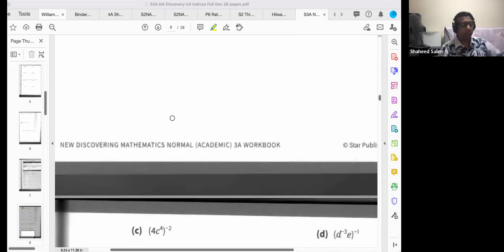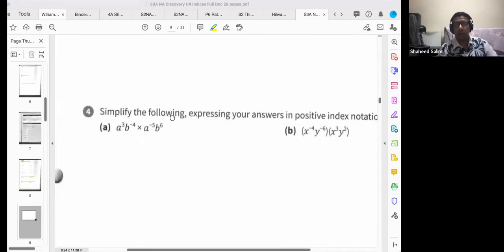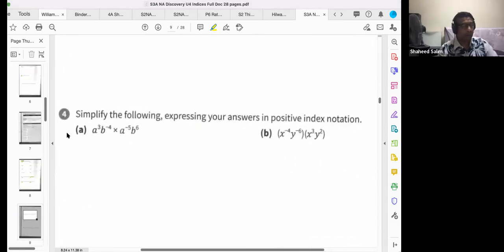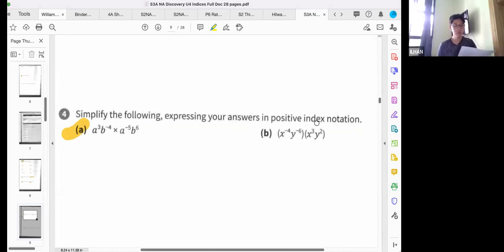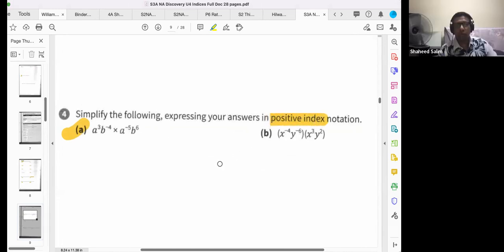So we do now the question down here. We're doing just this one here. But again, make the answer positive. So you try to work it out. After that, you make it all positive.